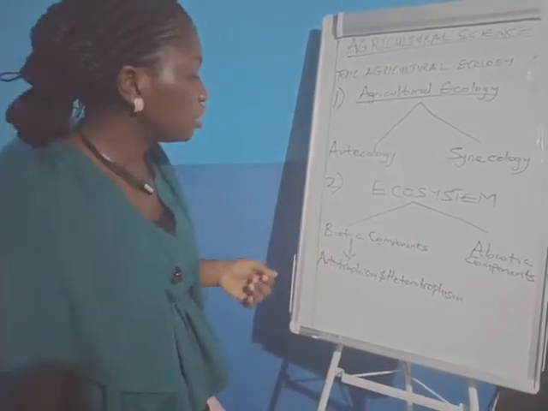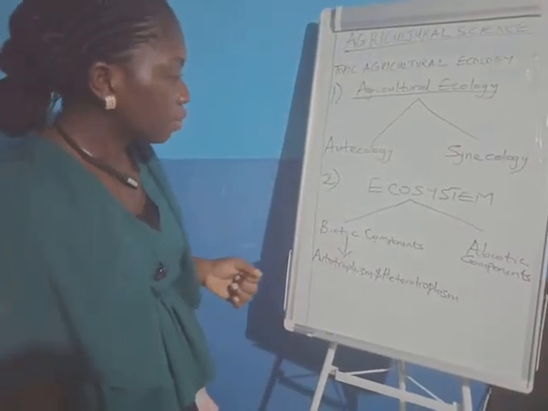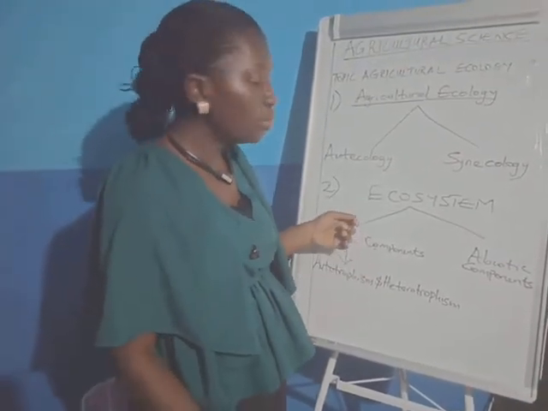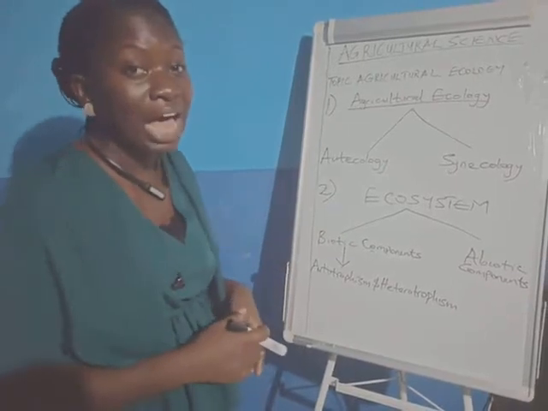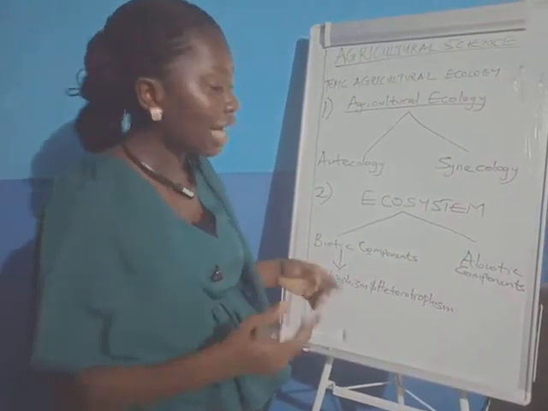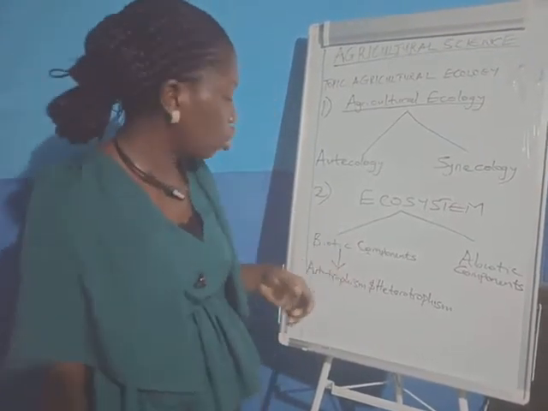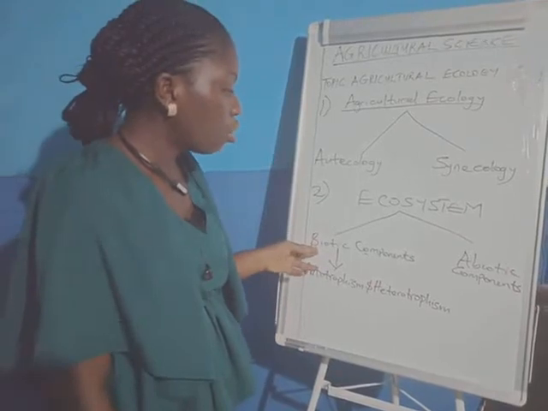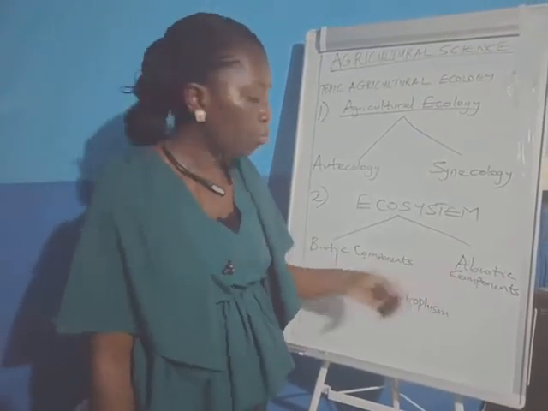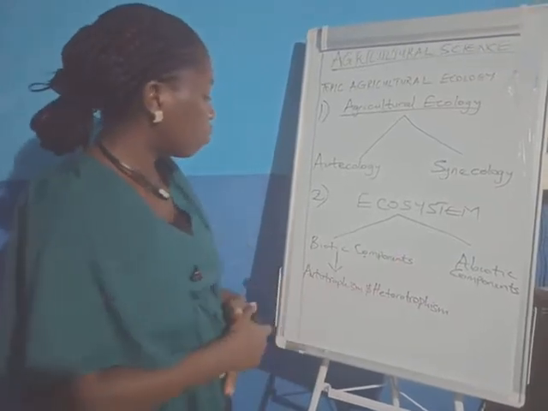So I'm going to move to the definition of ecosystem. What is an ecosystem? An ecosystem is a community of croplands and farm animals, and it can be divided into two components, which include biotic components and abiotic components.